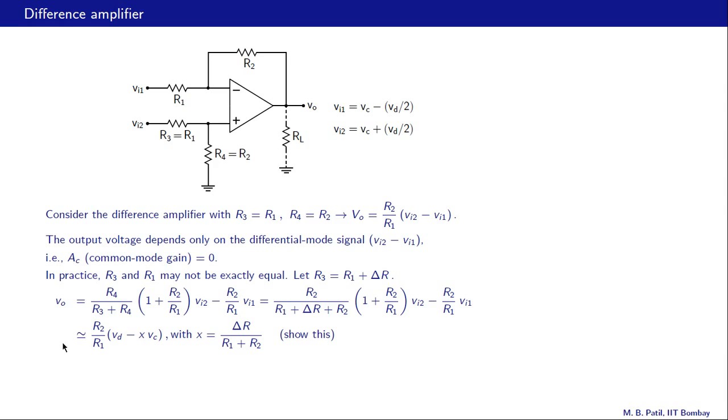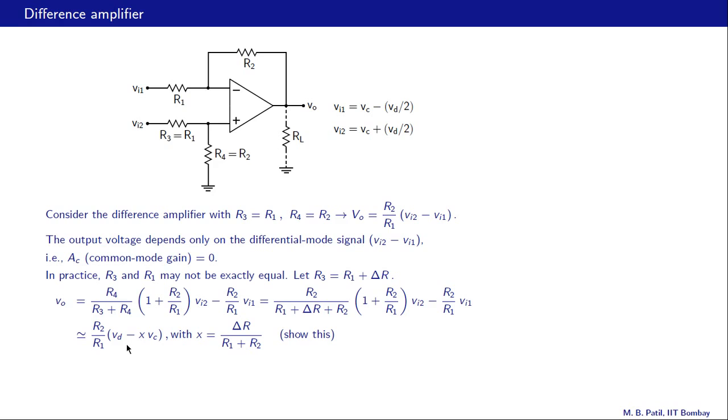From this result, how do we get the differential mode gain and the common mode gain? That is easy. For differential mode gain, we put the common mode input equal to 0, and then the output voltage divided by VD gives us the differential mode gain, that is A sub D, and that in this case is clearly R2 over R1. Similarly, to get the common mode gain, we put the input differential mode voltage to be 0, that is VD equal to 0, and then take the ratio of VO and VC, and then we will get R2 by R1 times minus x. So that is our common mode gain.